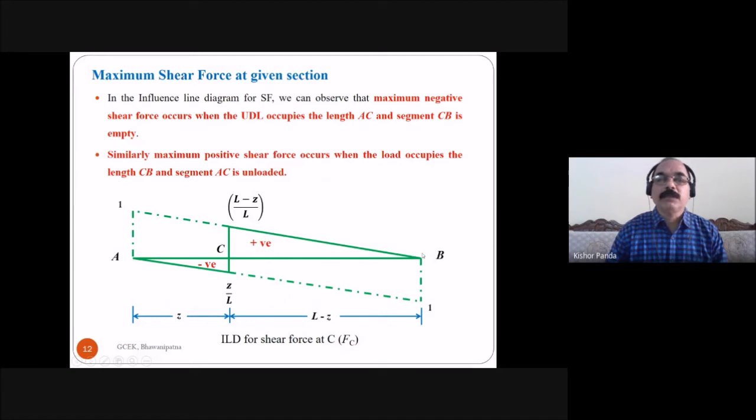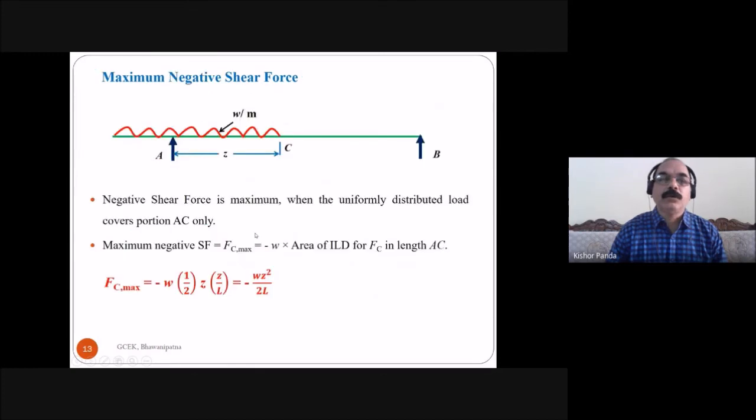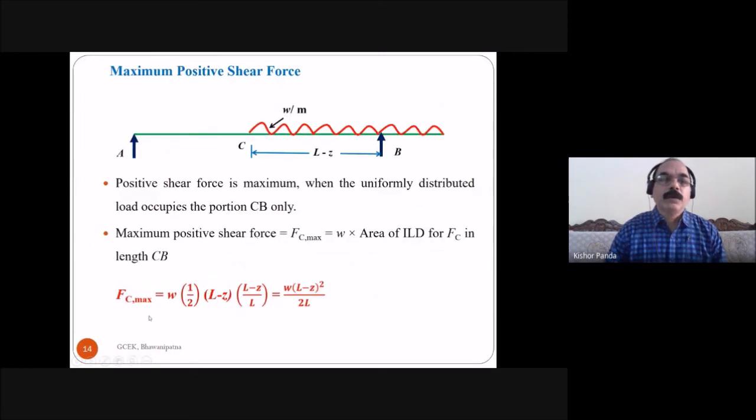So what is the area of this triangle? Half into L minus Z into L minus Z by L into W. So FC max, the maximum positive shear force is equal to W into half L minus Z, L minus Z by L. So this is equal to W into L minus Z whole square by 2L. So this is the maximum positive shear force that you will get when the UDL is moving from C to B. When the UDL is present between C and B, in that case you will get the maximum positive shear force. This is equal to W into L minus Z whole square by 2L.